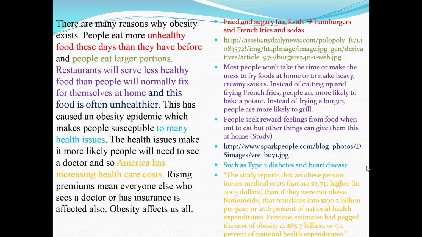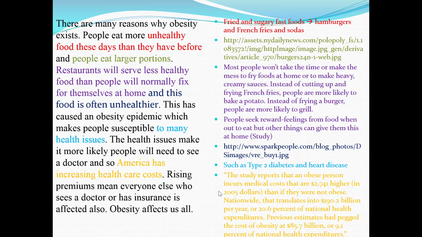And then having specific ideas about what kind of health issues, so type 2 diabetes and heart disease, and the study reports that an obese person, oh, so this one goes with the yellow. The health issues make it more likely people will need to see a doctor, and so America has increasing healthcare costs. And again, students will tell me that, but they won't go into the evidence from their research, and that's what you need to pull in the form of summary, paraphrase, and direct quotation.